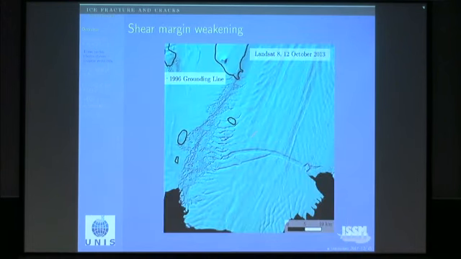Shear margin weakening. This is a picture of the floating tongue of Pine Island Glacier in West Antarctica. Ice is flowing top to bottom. Here we've got an example of both iceberg calving and the shear margin being highly fractured. In this case, there's not much buttressing provided by this chunk of ice out here, but losing the ability to carry load in a shear margin like this would change the buttressing provided by this floating tongue.